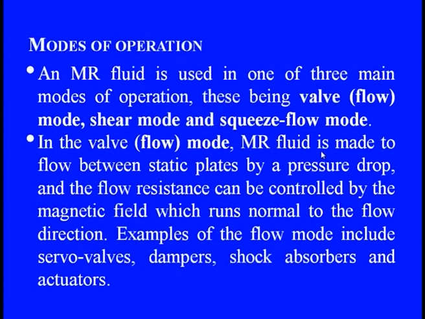When we talk about the flow mode, the valve mode, the MR fluid is made to flow between static plates by a pressure drop, and the flow resistance can be controlled by the magnetic field, which runs normal to the flow direction. Only then is it effective and can we get a proper resistance. A few examples of flow mode are servo valves, dampers, shock absorbers, and even actuators.